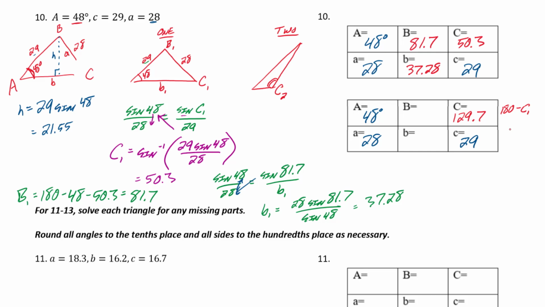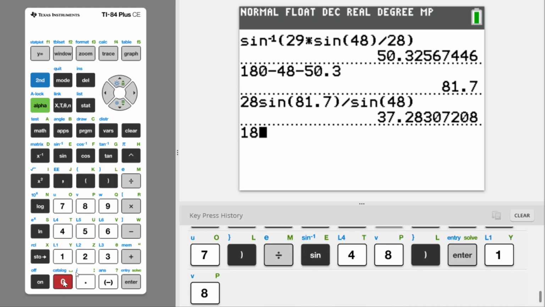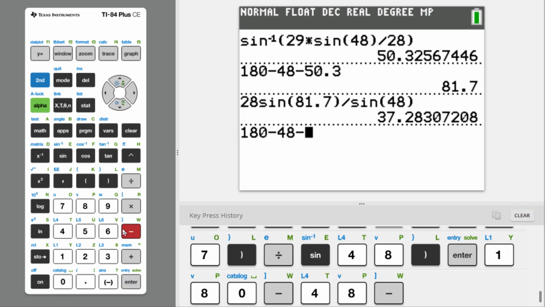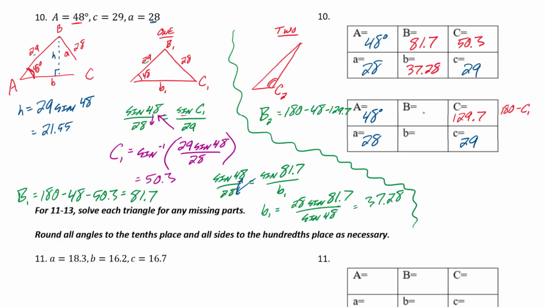Similar to our first solution, we now have 2 out of the 3 angles, so we can go ahead and find the third one pretty quick. So let me just draw a little separator here. B2 is just going to equal 180 minus the 48 minus the 129.7 we just got. Bringing the calculator back up, 180 minus 48 minus 129.7, and we get 2.3 degrees. So a really tiny sliver of an angle here, 2.3.